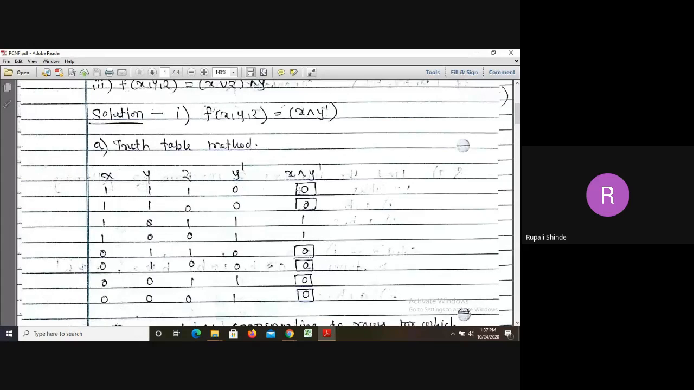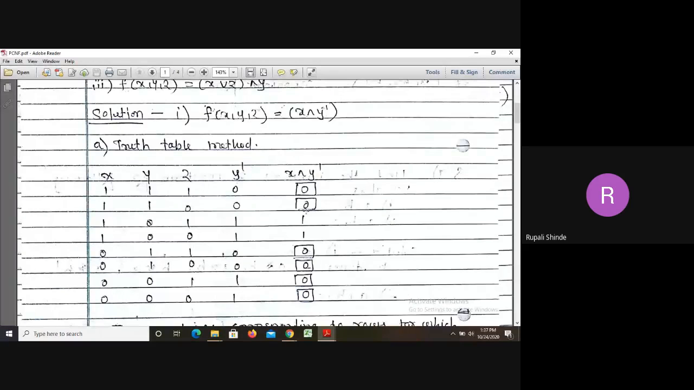That's why the first max term becomes x complement XOR y complement XOR z complement. So up till now, have you understood how we get the first max term? Yes, ma'am.